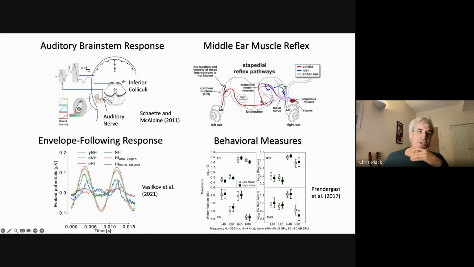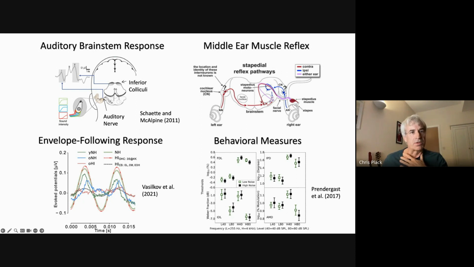the auditory brainstem response was originally the go-to measure of this. So the first wave of the auditory brainstem response, which is an electrophysiological measure, you just present a click or a short tone burst, and you record the electric potentials from the scalp produced by neurons at various stages in the auditory system. And wave one of the auditory brainstem response is thought to reflect auditory nerve activity, the distal portion of the auditory nerve.